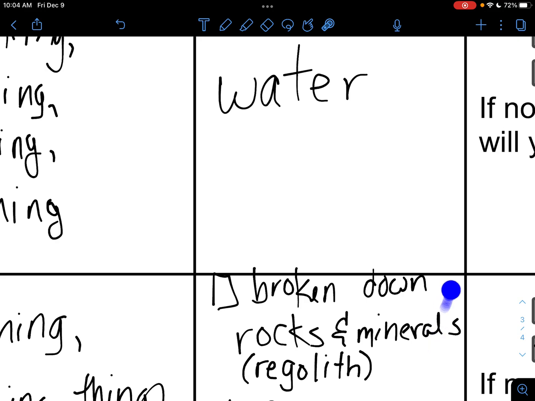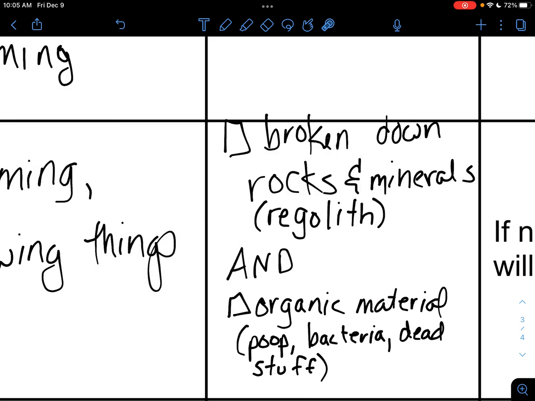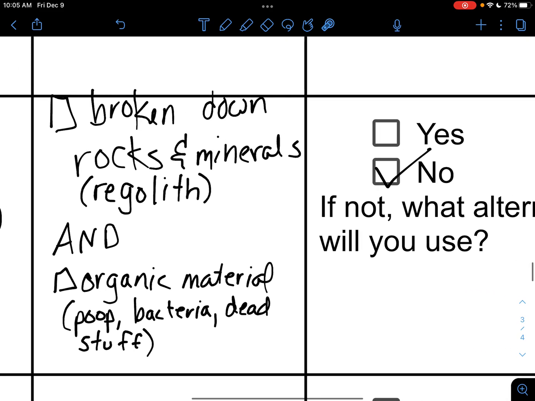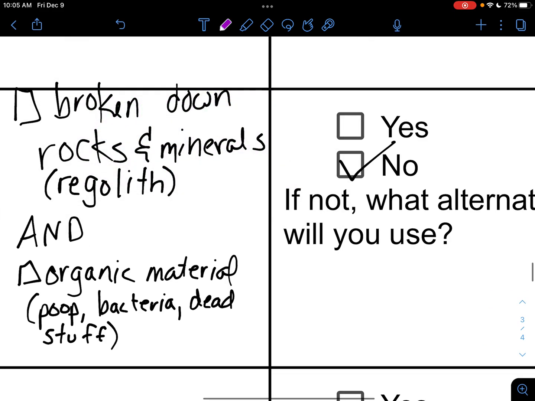The other part of soil is organic material. Poop, bacteria, fungus, dead stuff. Every single group is going to have to source this. And hey, guess what? We already made you think about carbon cycle, nitrogen cycle, and phosphorus cycle. If you didn't already realize, you have to have a compost pile as part of your setup. You've got to have that.